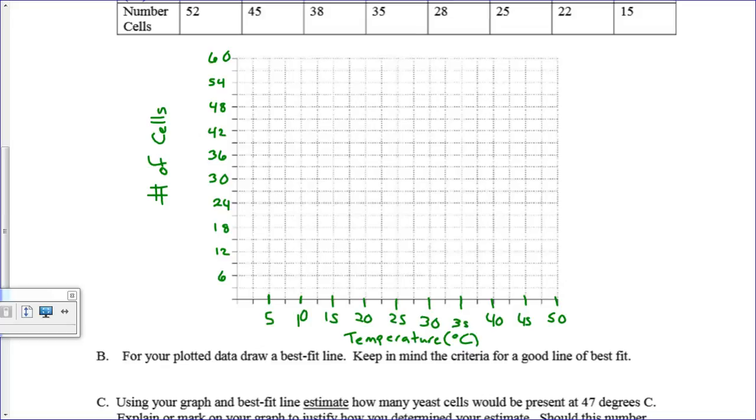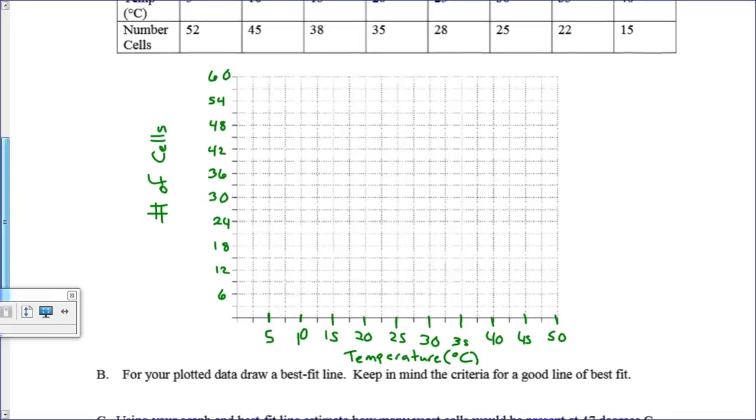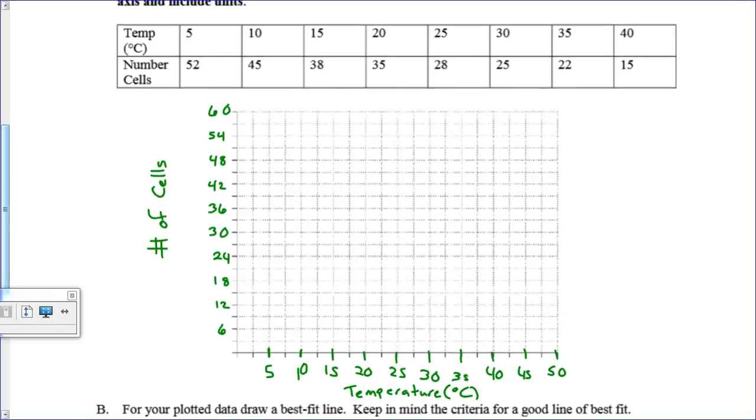All right, so now the axes are labeled, and I've got it marked, every other box so that I can clearly see where I am. And so the next thing I need to do is I need to plot my data. And so this first point here, it says it has a temperature of 5 and a number of cells of 52. So I find that I go on temperature and I look up 5 on that axis, which is the x-axis, and I look up and find 52. And I see here that it's going to be something like right here.